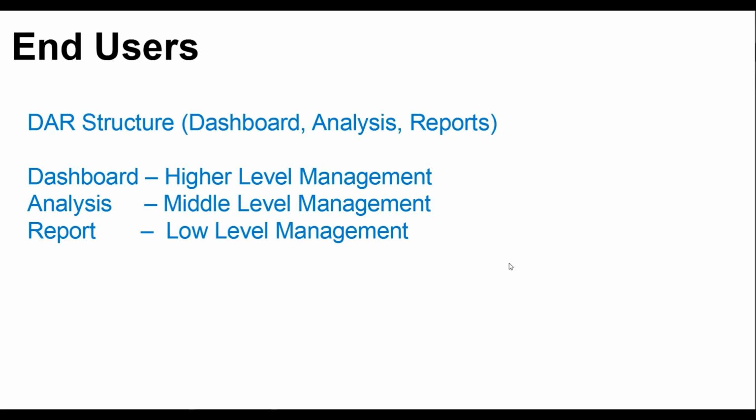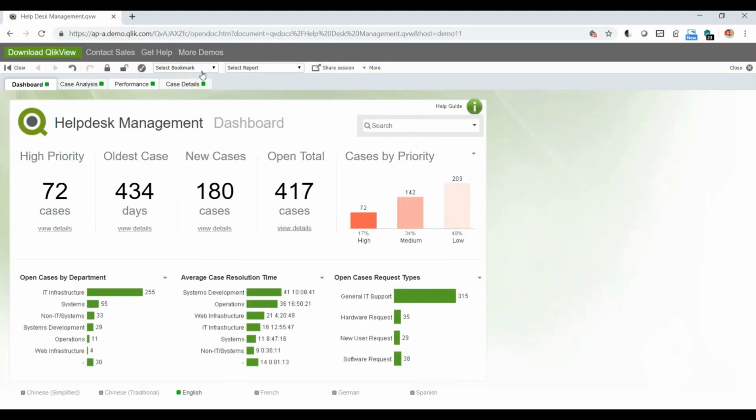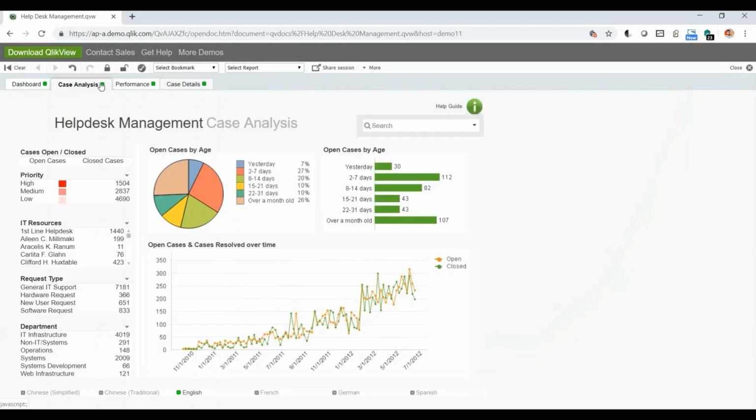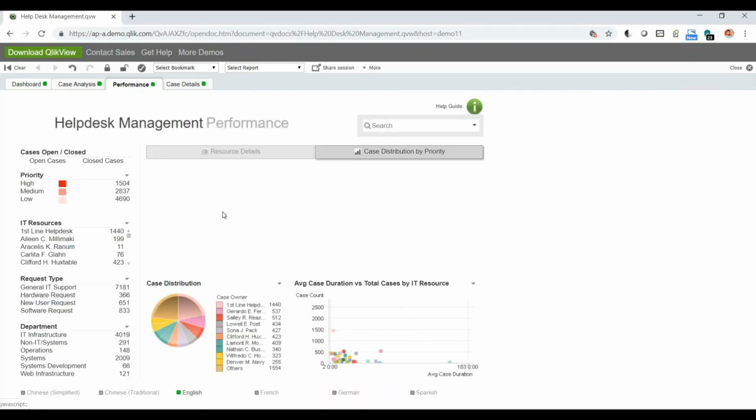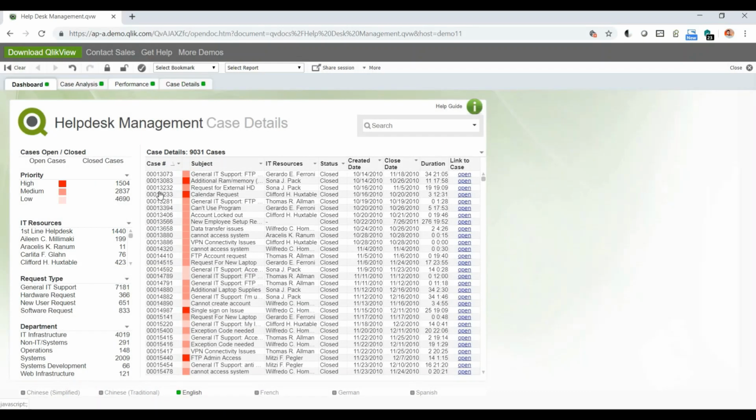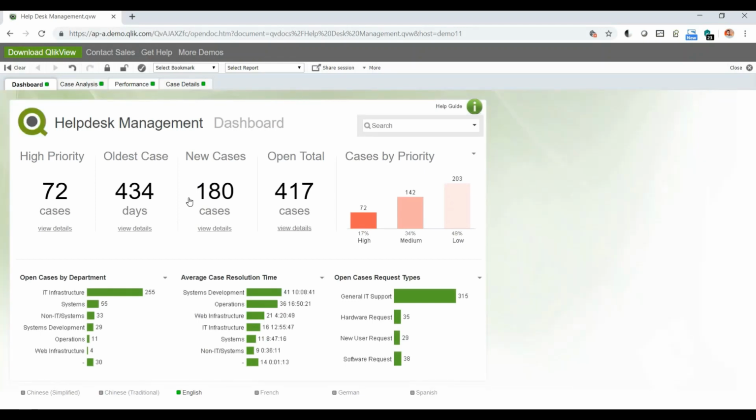Let me show you this with an example. So I have a QlikSense application designed by the DAR structure, that is a dashboard, two analysis tabs and one reporting tab. If you see the dashboard here, only very critical KPIs and metrics, or scorecards, will be showcased. So there won't be many charts here. Whatever charts we are including here will be very high level and very critical for the business.